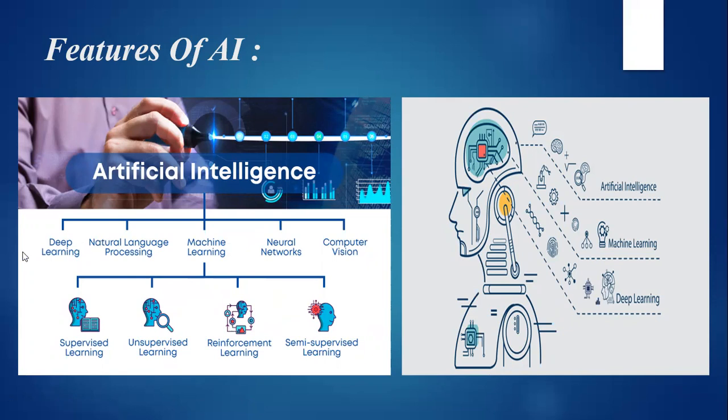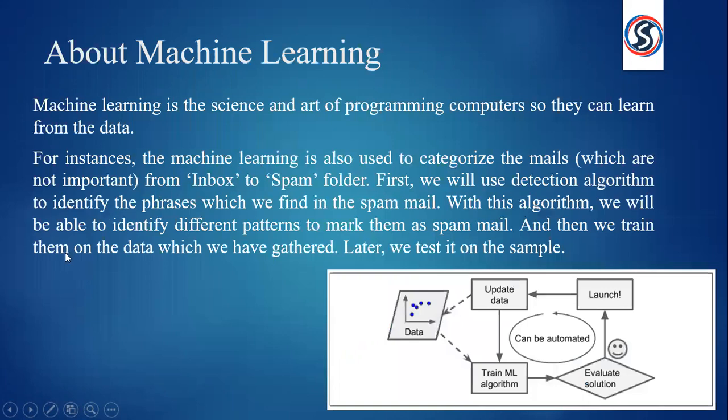Okay, so we have deep learning, NLP, and computer vision, and the neural networks come inside the deep learning part. Our main focus is to discuss machine learning. Now, what is machine learning? It is the science and the art of programming computers so they can learn from the data.